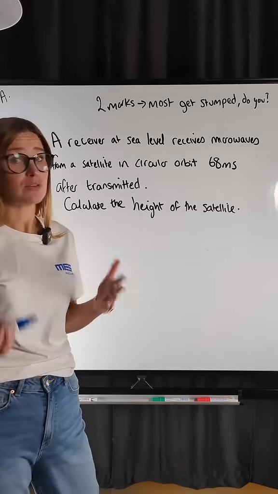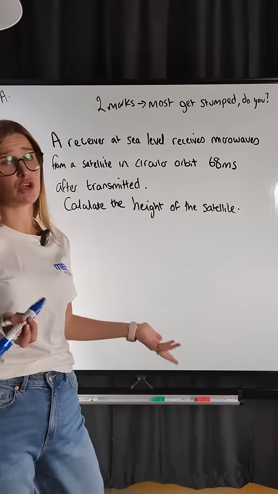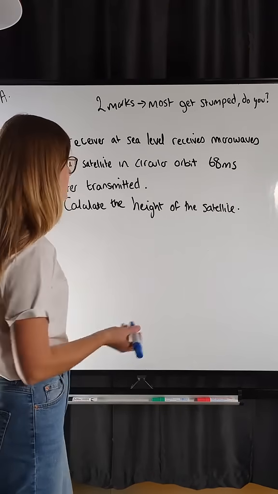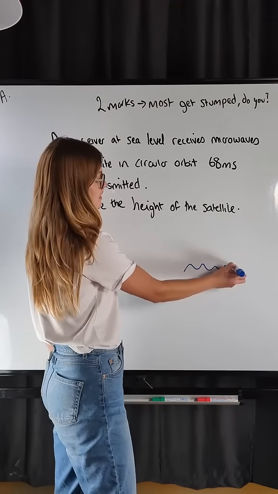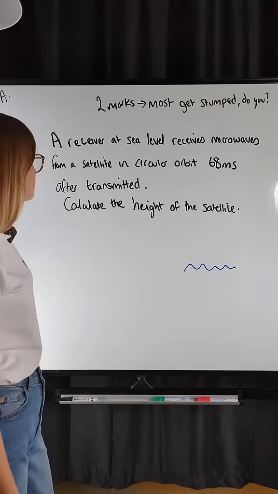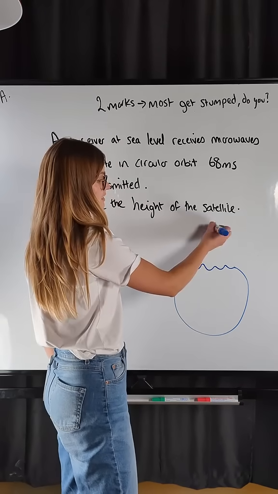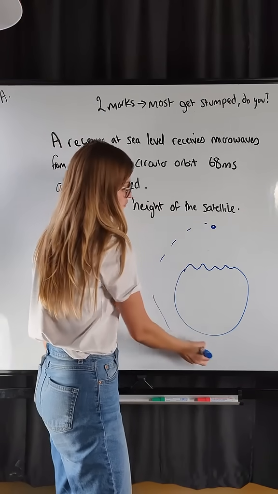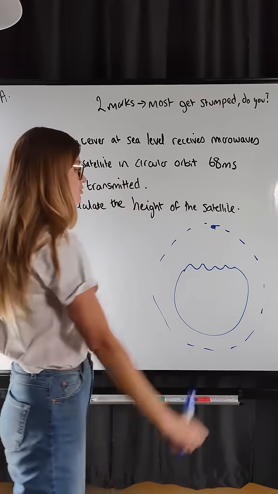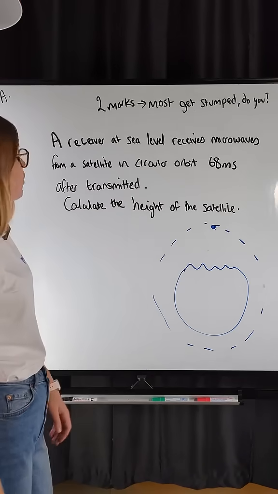For me, to help me solve the problem, to figure out what to do, I always draw a picture, right? So a receiver at sea level. So there's my receiver at sea level. It says receives microwaves from a satellite. So there's my sea level on the surface of the Earth. I have some satellite that is going to be orbiting the Earth. A terrible, weird picture, but makes sense to me. Some satellite orbiting the Earth.